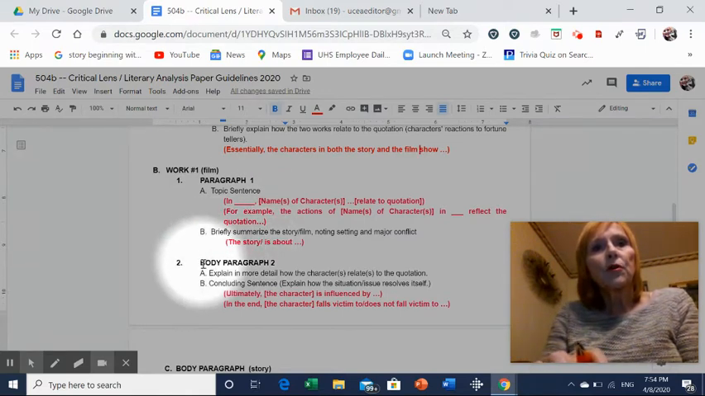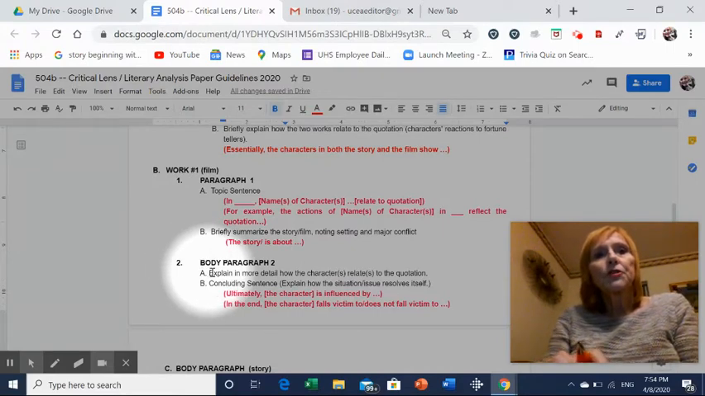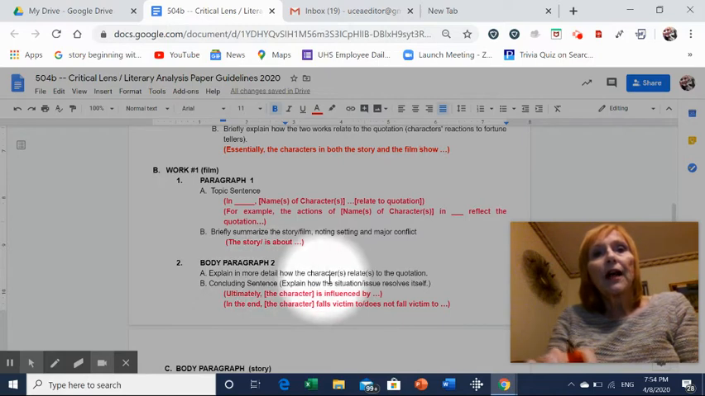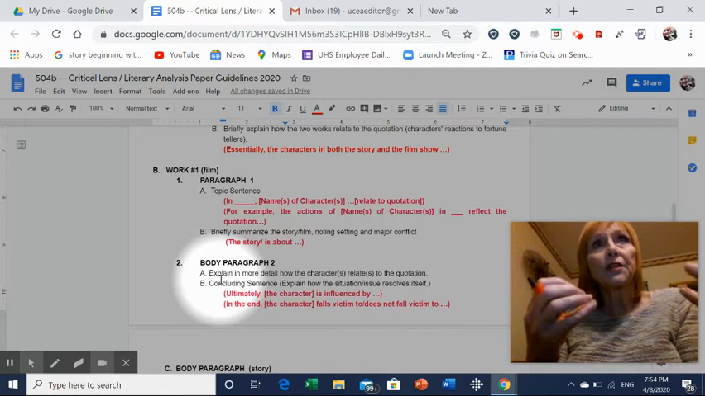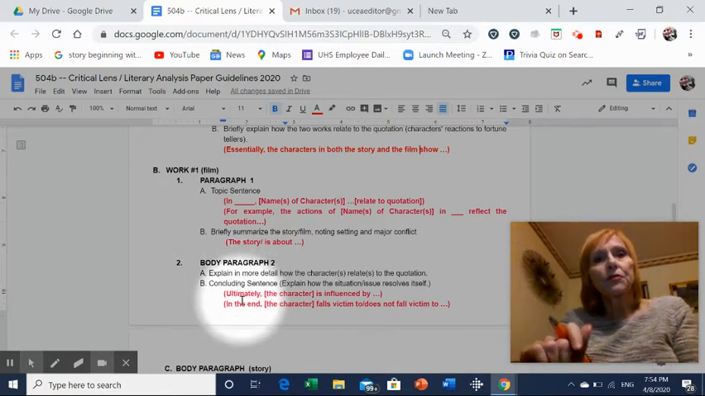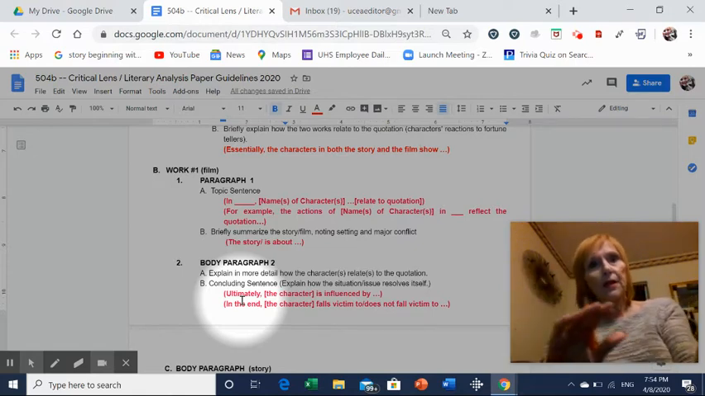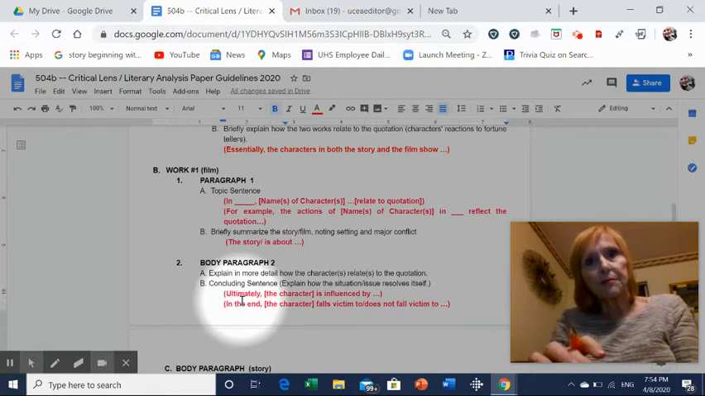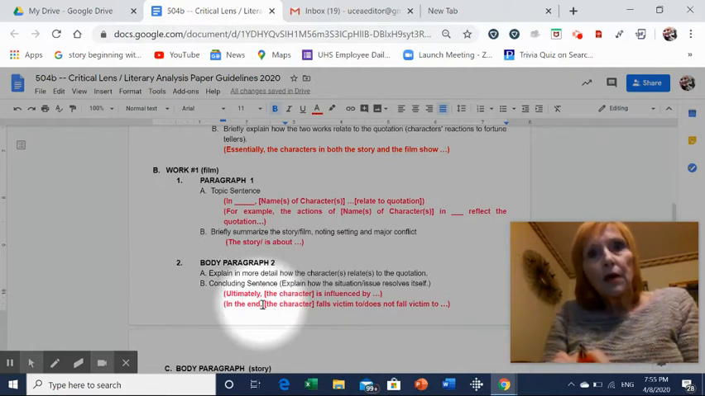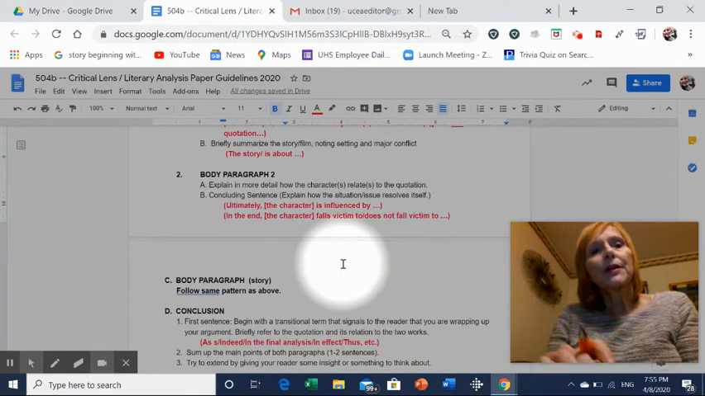So now we move on to the next body paragraph. In this one, you're going to explain in more detail how the characters relate to the quotation. Okay, you're proving the quotation true. And then you have a concluding sentence. And again, I've given you some sentence starters. Ultimately, the character is influenced by, in the end, the character tells victims to not fall victim to. I don't know what I wrote there, but I'll fix that later.